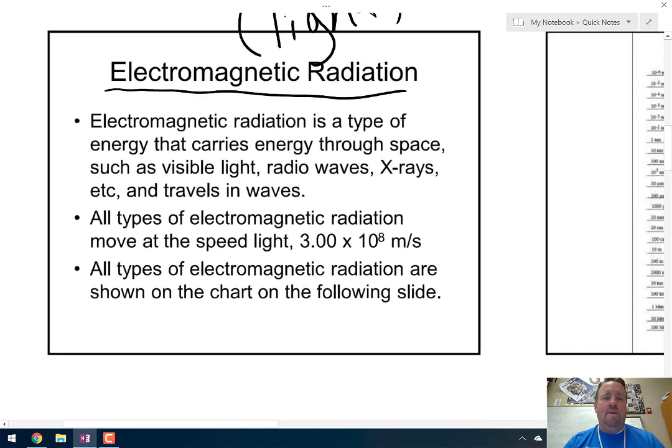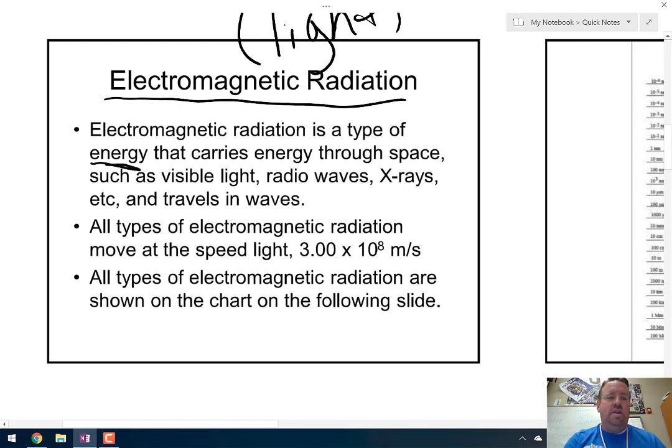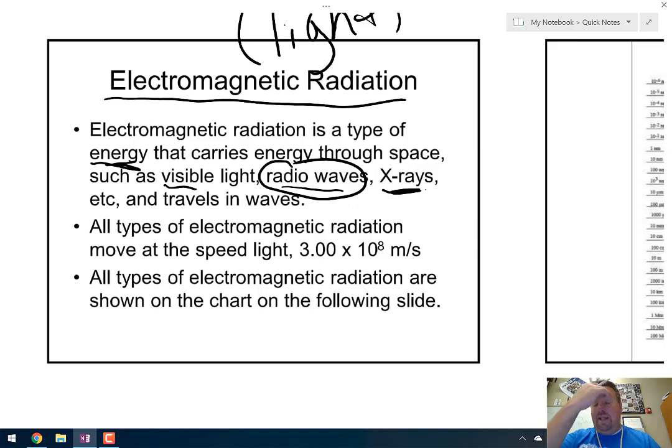So, electromagnetic radiation is a type of energy that carries that energy through space. Sometimes we can see visible light, but radio waves, the way that we listen to the radio, the way that we watch television, that is a type of electromagnetic radiation. When you go to the doctor and you have to get an X-ray, that is a type of electromagnetic radiation, and there are many, many other ones as well. Lasers, ultraviolet light, gamma rays. There's lots of different types of electromagnetic radiation.